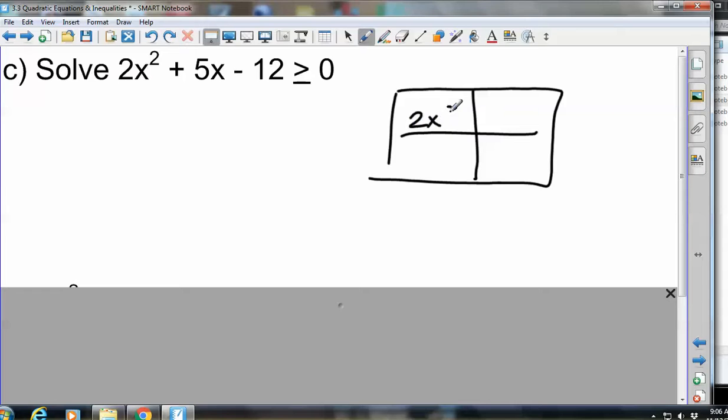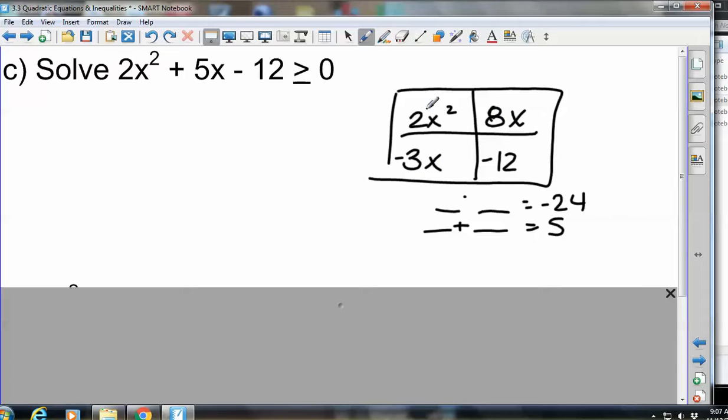So we have to do the 2x squared, negative 12. Those things multiply to a negative 24. And I need them to add to a positive 5. So what numbers would work? So when we factor, we get x plus 4 times 2x minus 3.